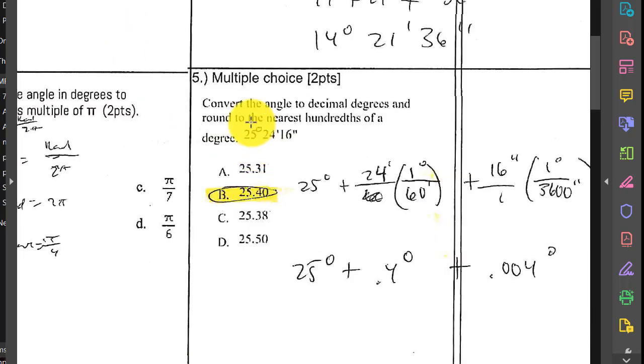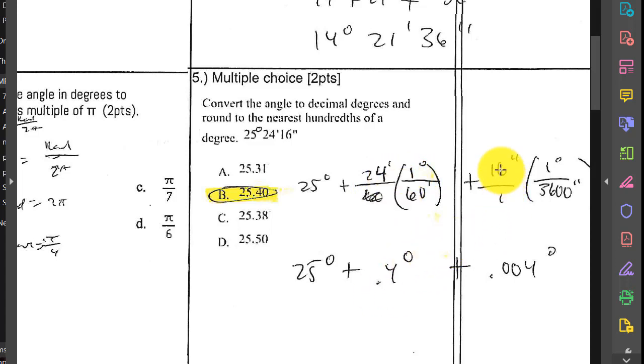Question number 5, convert the angle to decimal degrees and round to the nearest hundredths of a degree. 25 degrees, 24 minutes, 16 seconds. I break them up. This is already in degrees, so the minutes, it is 1 minute, is 1 degree in 60 minutes. And why I put the 60 minutes on the bottom there is to my units to cancel. Your minutes will cancel there. So 24 divided by 60 gives you 0.4. 24 minutes represents 0.4 of a degree.